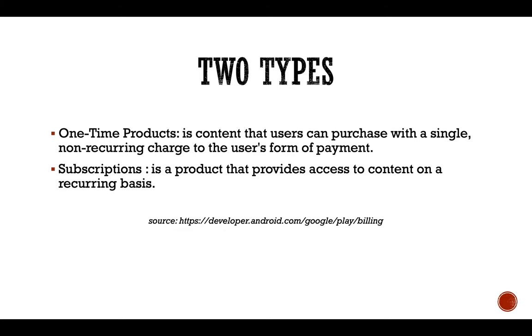It is something like, for example, we have a game and we sell diamonds, so the user can buy them. It is a one-time product. It is not like recurring fees, where we have to pay monthly or weekly or whatever we set, which we can configure. The second one is the subscription. It's a product that provides access to content on a recurring basis. So we can set weekly or monthly or every 3 months or half a year or yearly. You can set the price for that. Let's say each week we pay $5, and every month we pay $30, and so on.